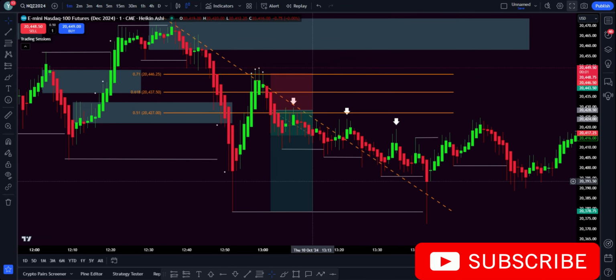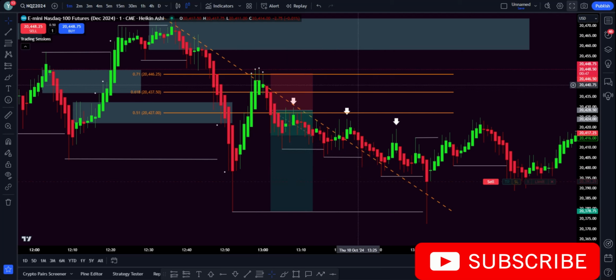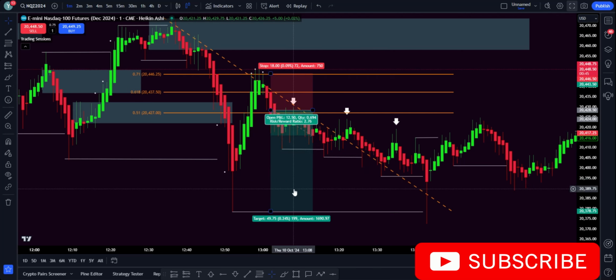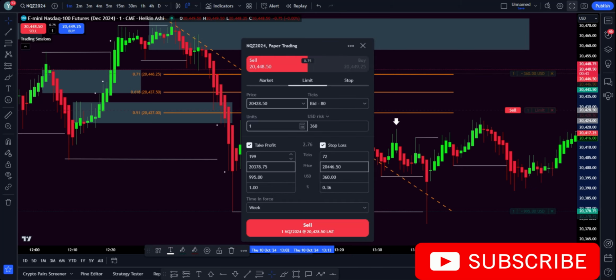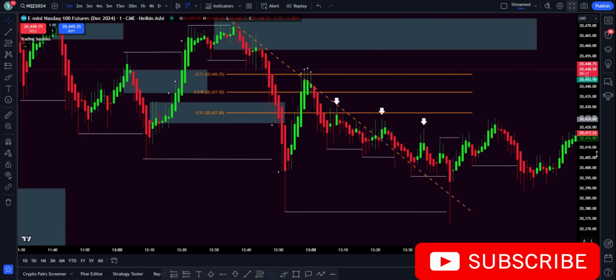1 to 2.76, which isn't bad. So let's see, if you had risked one on here, yep, you'd have risked 360 to make 995, which isn't a bad trade at all. So that's what happened over there.